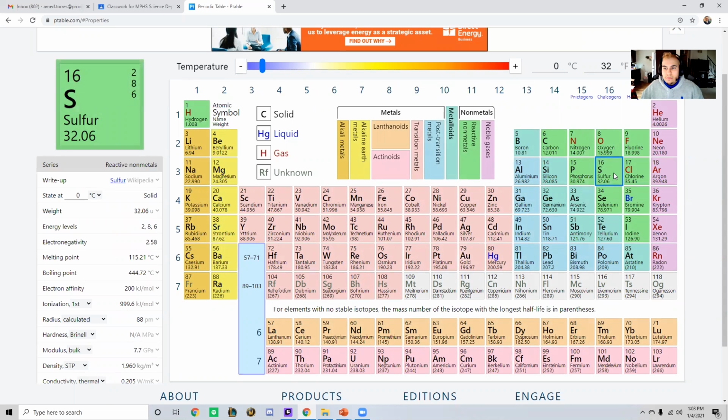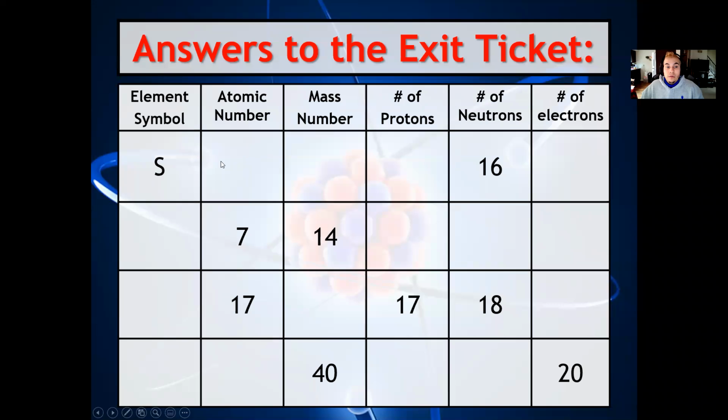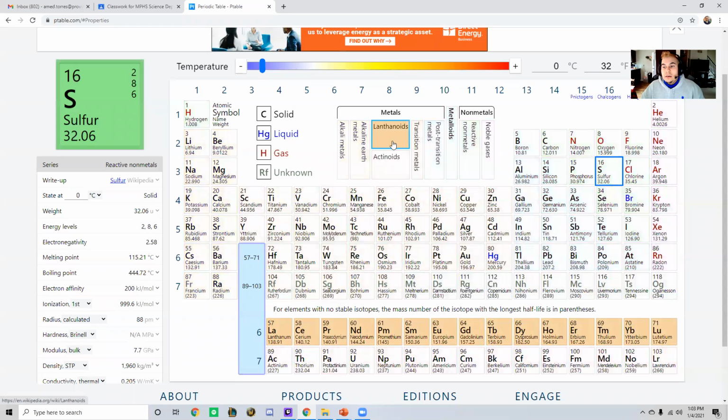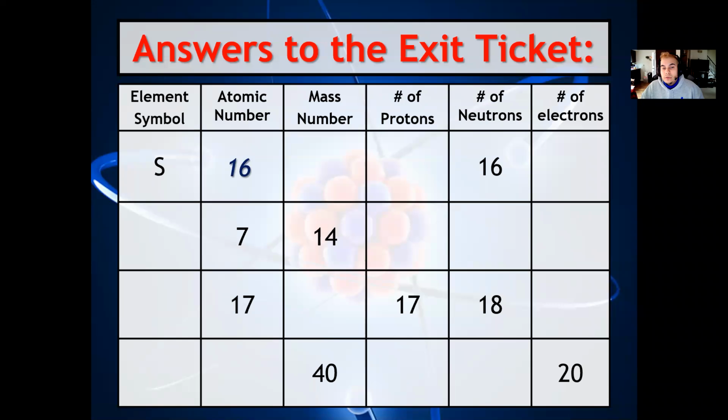S, we have sulfur. Sulfur is right here. The atomic number is located above, and it has 16, and below is atomic mass, mass number being 32. And we know that the atomic number is equivalent to the number of protons. So if you go here, we know now that the atomic number is 16. The number of protons has to be 16. But we know that the mass number here was 32.06, or 32. So we can say that here. And remember, atomic number is equivalent to the number of protons, so that's going to be 16.